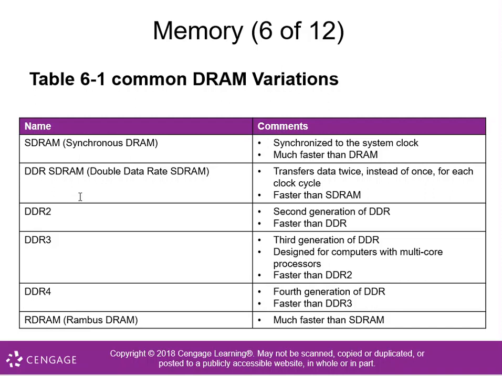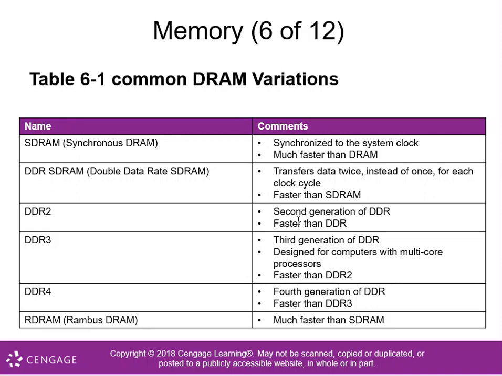Okay, biasa kalau kita nak beli komputer, kita akan nampak lah term-term ni. Okay, so first, SDRAM, synchronous DRAM, synchronized to the system clock much faster than DRAM. Okay. Then DDR SDRAM, double data rate SDRAM, transfers data twice instead of once for each clock cycle. So, satu clock cycle tu, dia boleh transfer dua kali ganda data. Okay. Berbanding SDRAM.